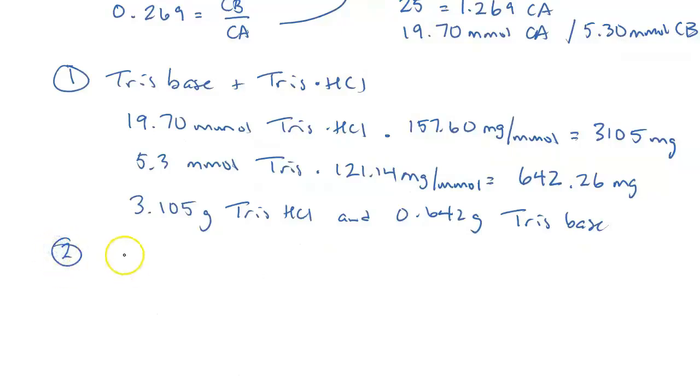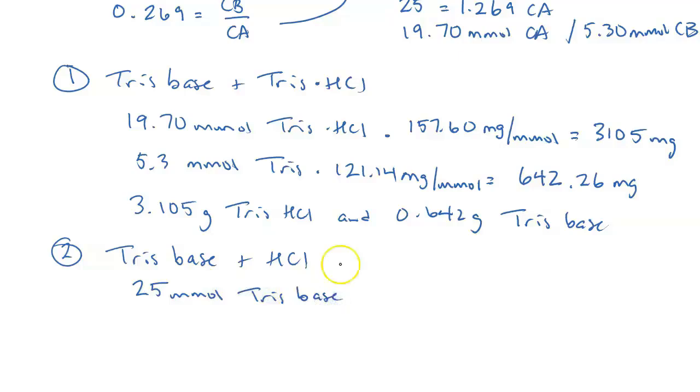Method number two. Let's do the tris base and hydrochloric acid. The way this one is going to work is instead of putting in a certain amount of the conjugate acid form and a certain amount of the conjugate base form, we're just going to put in all of the conjugate base form and then convert as much of it as we need to into the conjugate acid form. So in this case, we need 25 millimoles of tris base, all of the conjugate base. And so we do the math there the same way that we did before.